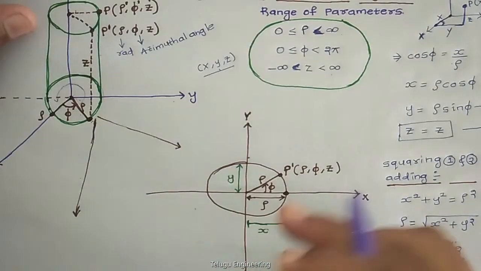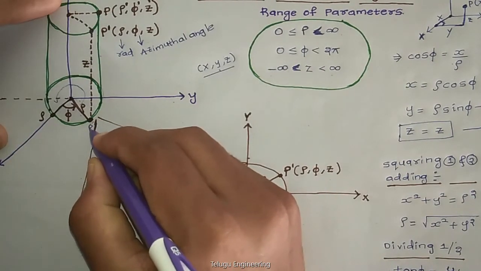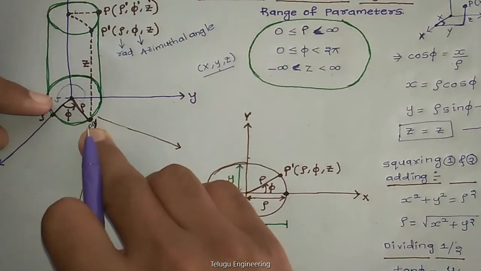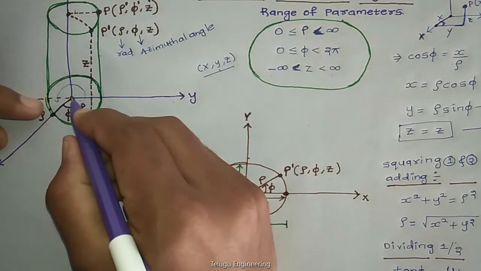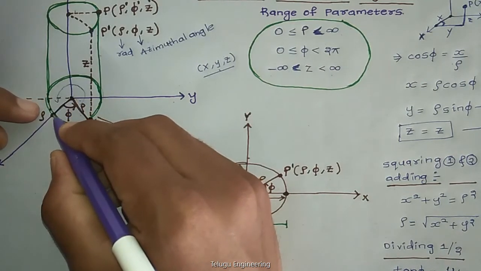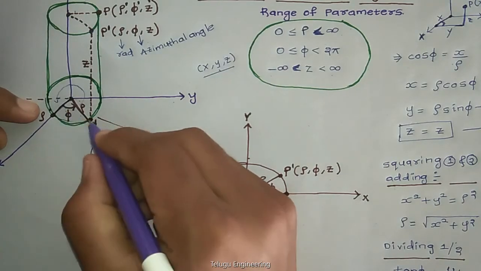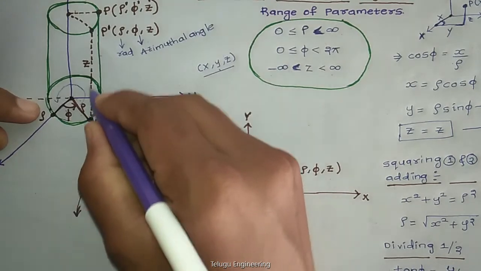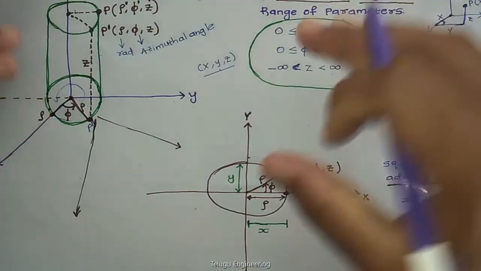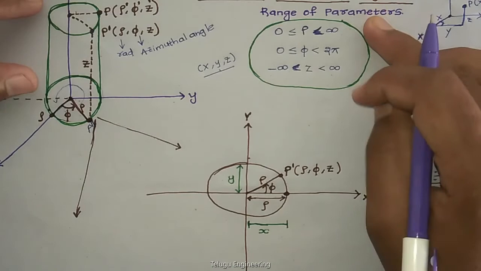Similarly, if we take the x-axis and assume this as the projected point p dash, to get this point, what we need to do is move rho, that is the radius of the cylinder, and after that rho we have to move phi angle to that particular point and move in the upward direction z to get this point. So we can compare and contrast the difference between the Cartesian and the cylindrical coordinate system in this way.